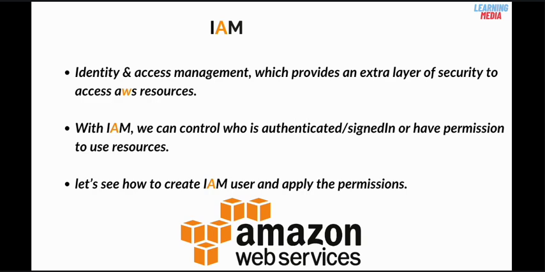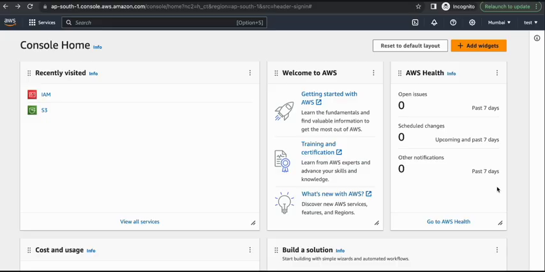Using identity and access management, we can also control at a central level to manage all the resources and apply to other users as well. We will see how to create the IAM user and apply the permission. We will see how we can create the IAM user and provide the permission and the access to that user.